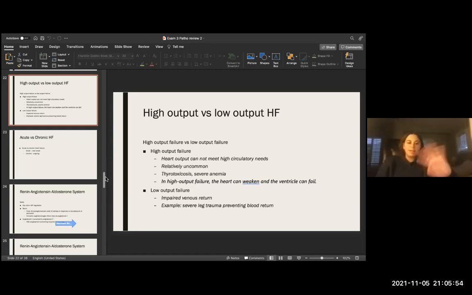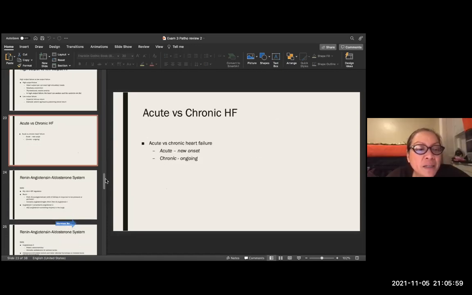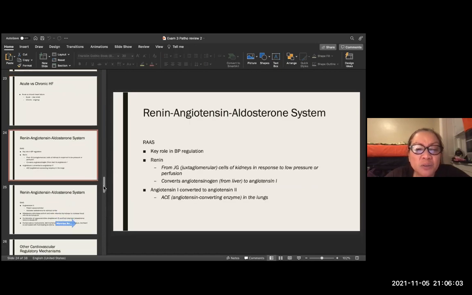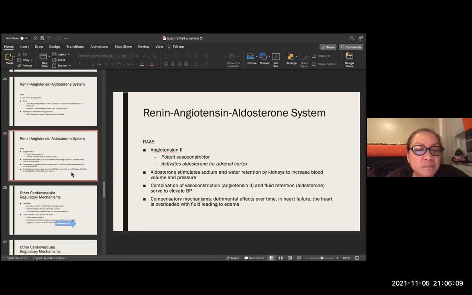I get it. Yeah, very nice. This one you know already, RAAS. Acute versus chronic heart failure. You just know that. Onset, acute onset, sudden onset. We already know this, right?